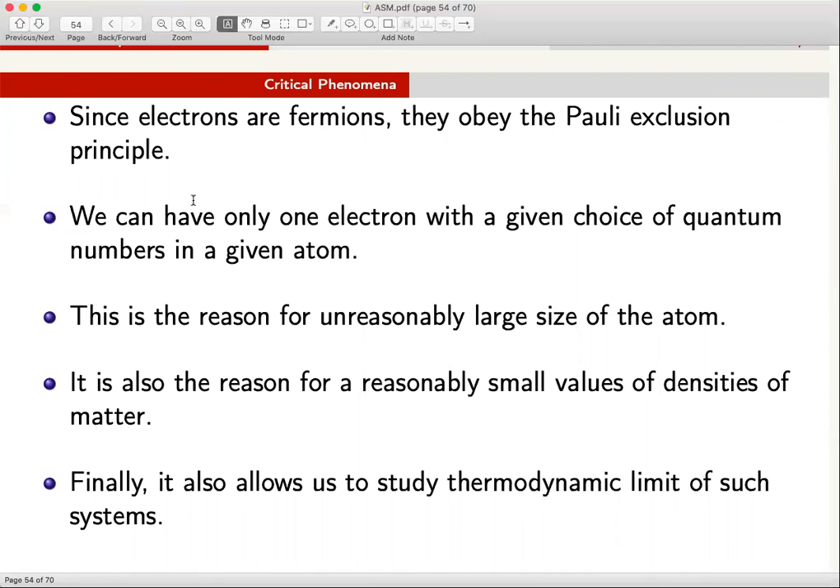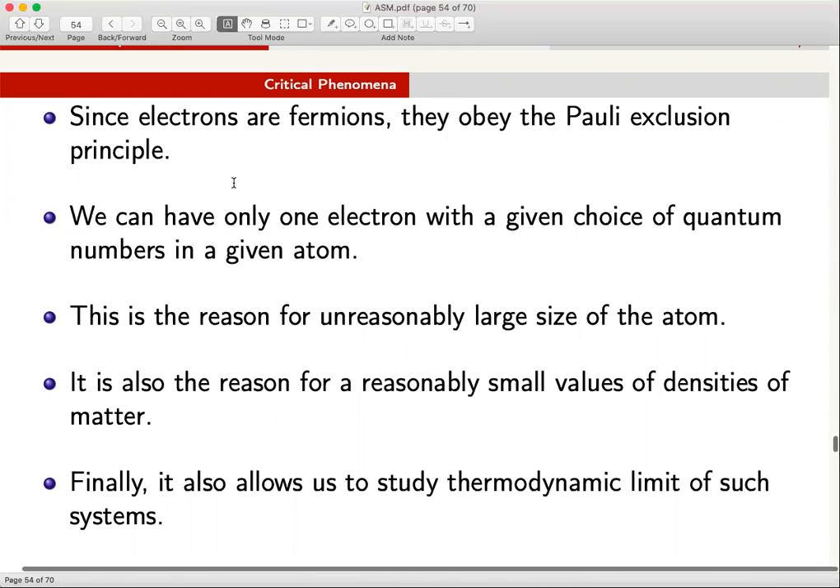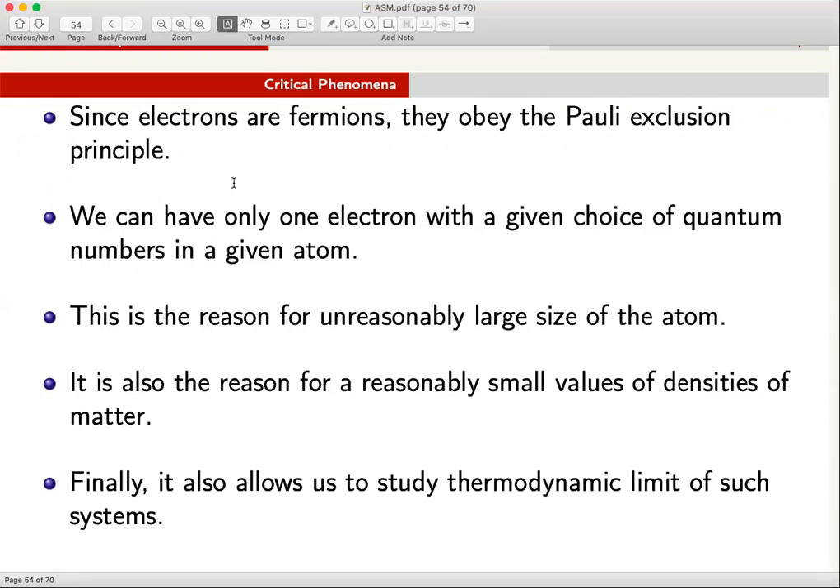So yeah, this is something, of course, we know that the electrons are fermions and obey the Pauli exclusion principle, and therefore, if you make any specific choice of quantum numbers, only one electron can occupy it in a given atom. So therefore, that is the reason why there is a large spread and large size of the atom. Okay, so we can give an explanation as to why atoms have finite sizes, and that is all attributed to the fermionic nature of these particles.